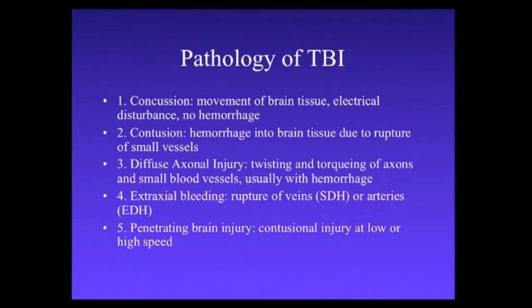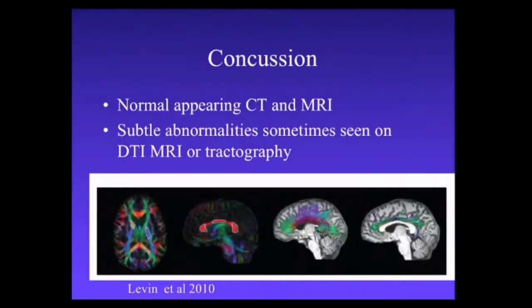So the issue is, what happens with a concussion? Is there structural damage or not? There is clearly an electrical and a functional damage that occurs. And this is great, because the next slide actually goes to that exact point, where you can have a normal appearing CT and a normal appearing MRI scan, where the classic image is a T2, a T1, a T2, a FLAIR, et cetera, does not show damage.